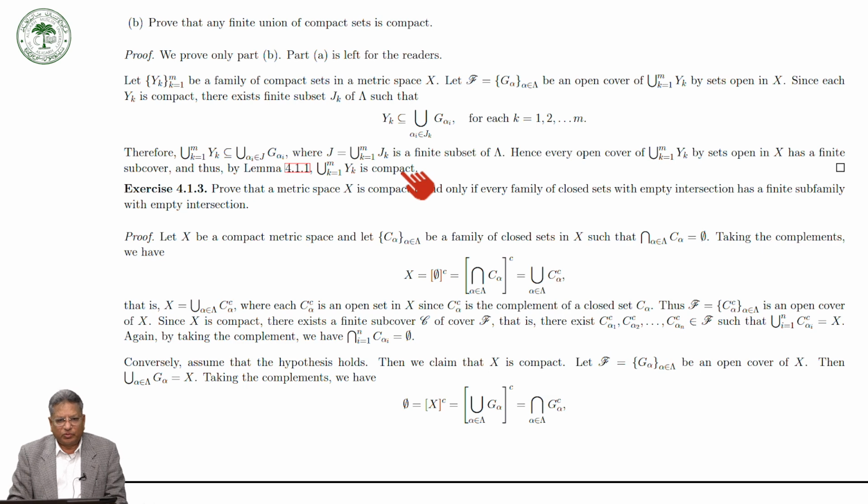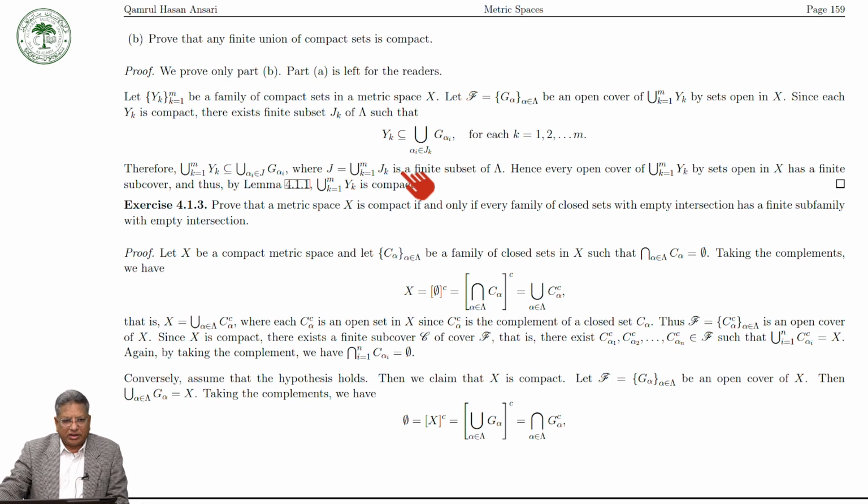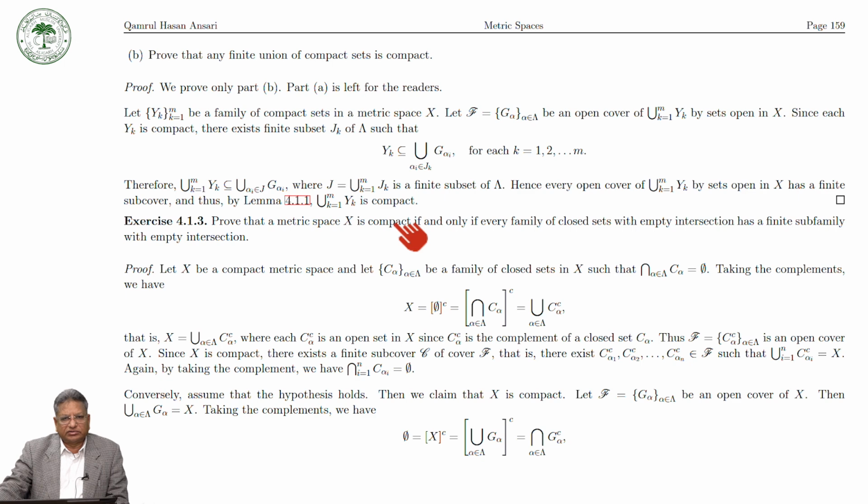So this way we can prove that the finite intersection of open sets is open, and similarly you can prove that the arbitrary union of open sets is open. Now we have another exercise. We say: prove that a metric space X is compact if and only if every family of closed sets in X with empty intersection has a finite subfamily with empty intersection.